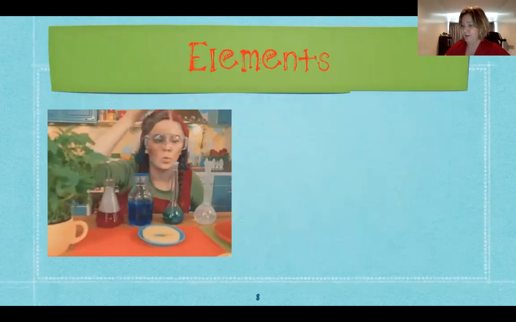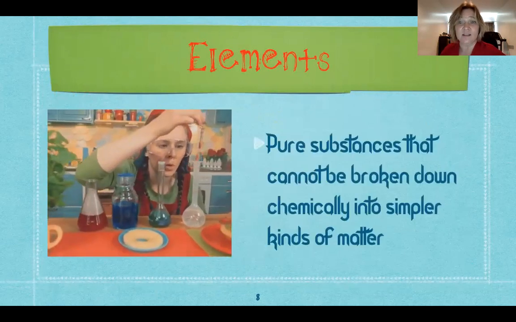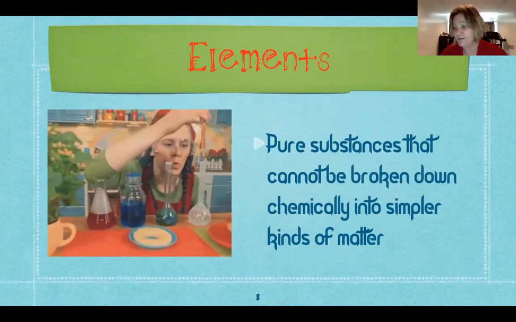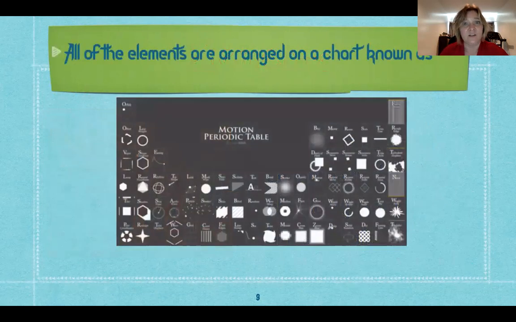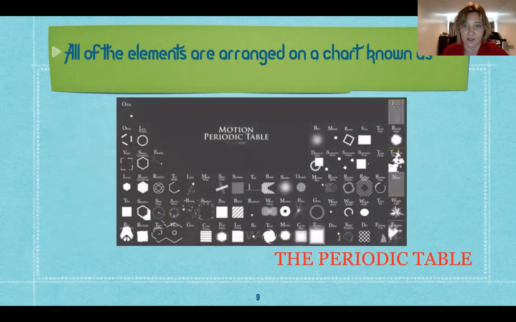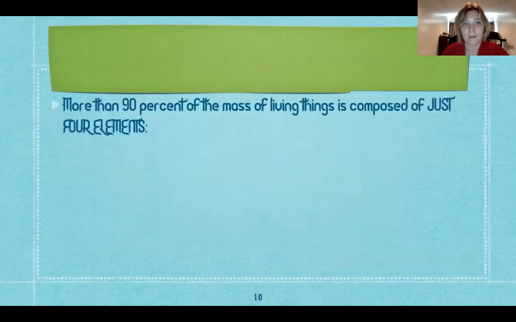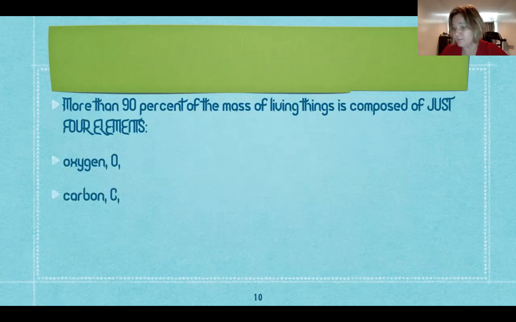Elements. So everything's made of matter, and elements are pure substances that cannot be broken down chemically into simpler kinds of matter. All of the elements are arranged in a chart called the periodic table, which you see here. More than 90% of the mass of living things is composed of just 4 elements, which is what we kind of focus on in biology. Oxygen, carbon is the big one, hydrogen, and finally nitrogen.